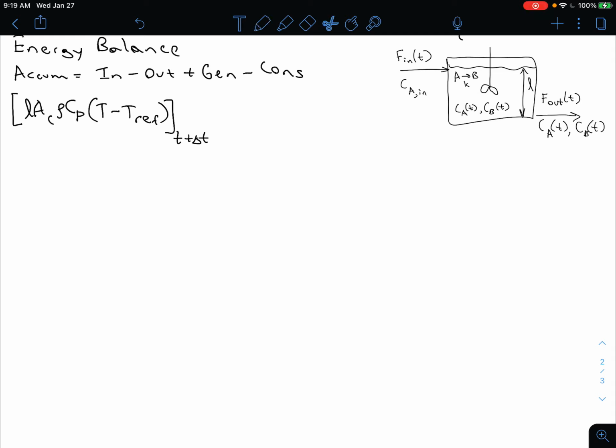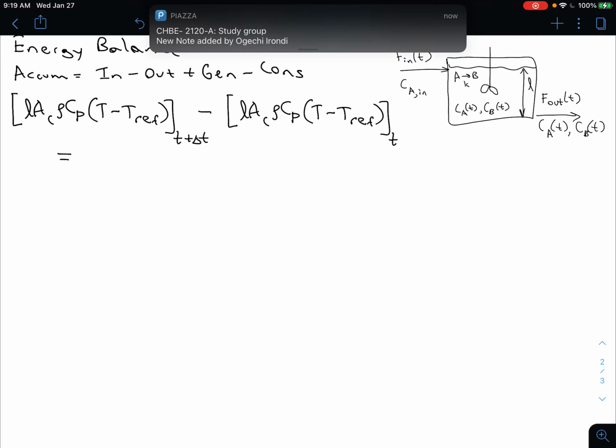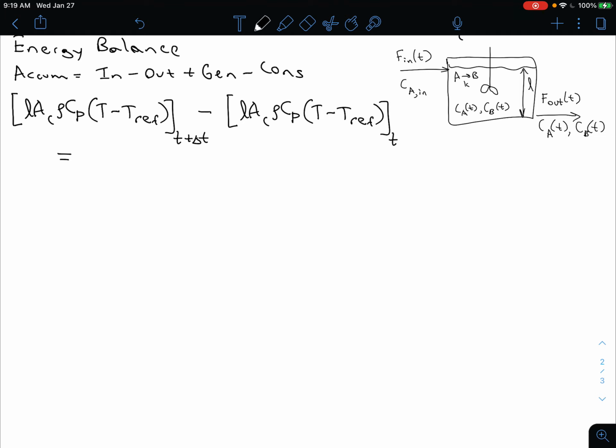So accumulation is this quantity and how it changes from time t plus delta t to time t. So I need another term that is evaluated at t. The input energy is going to be the internal energy of the fluid entering the tank. So again, it's a very similar looking equation.